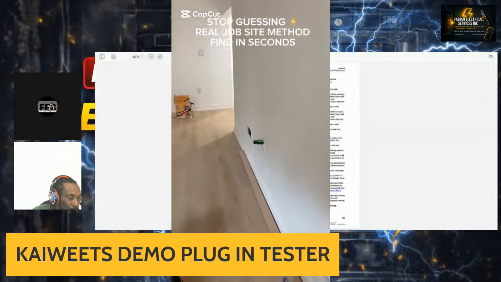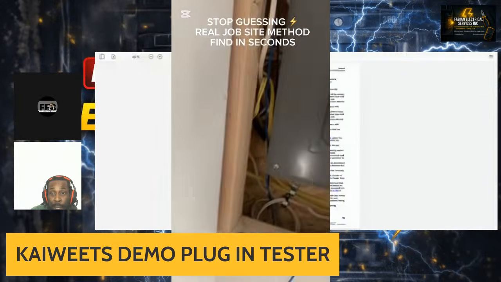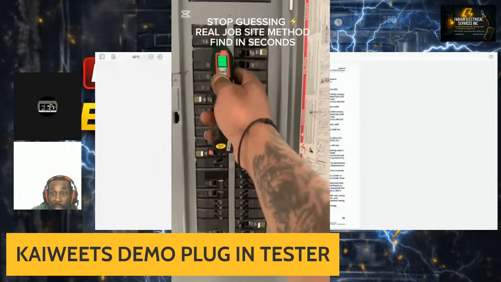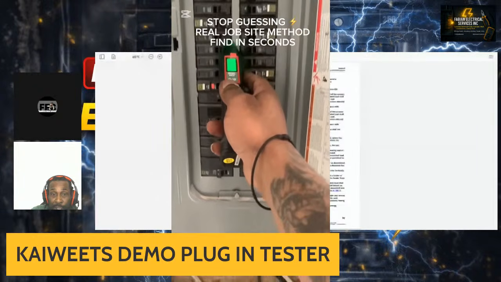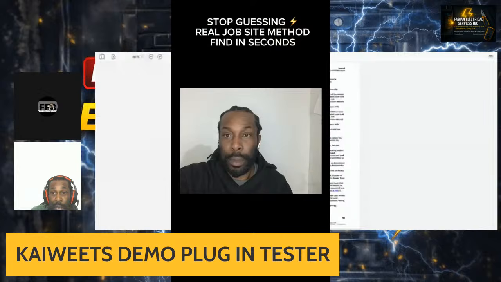Scan the panel. Find the breaker in seconds. This saves time on every job.